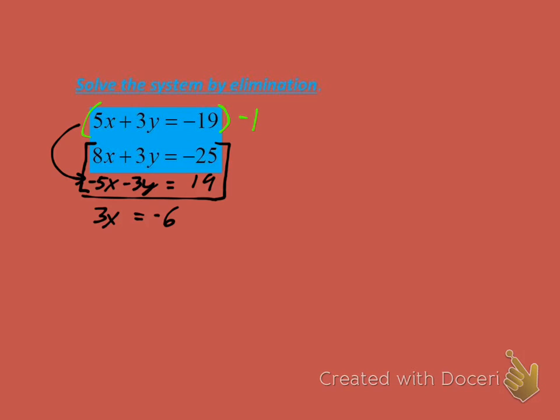As you can see, way easier to get to that first number, but you have to understand conceptually what you're trying to do up here. That's the hard part. So now you divide by 3, which gives you x equals -2.